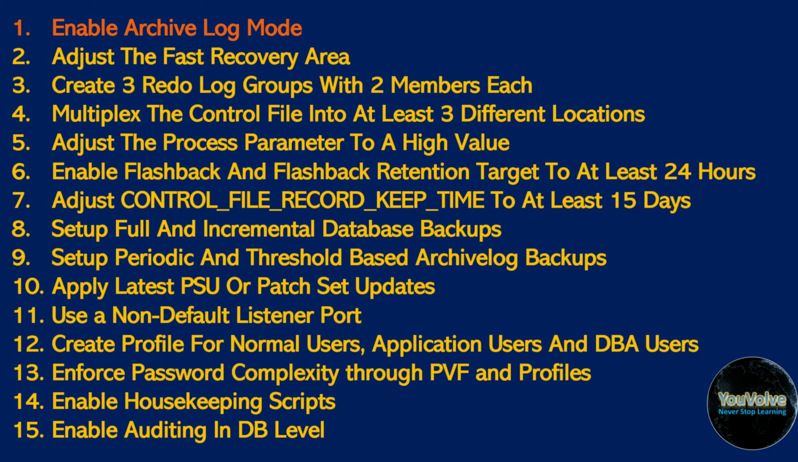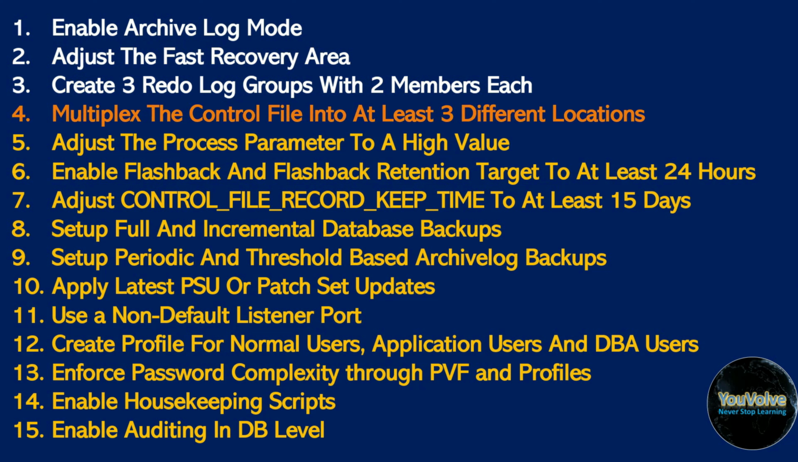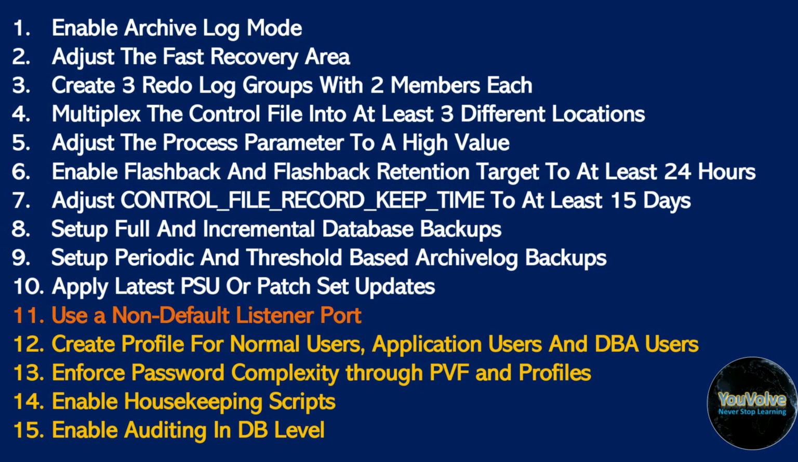Enabling archivelog mode, adjust the fast recovery area, create 3 redo log groups with 2 members each, multiplex the control file into at least 3 different locations, adjust the process parameter to a higher value, enable flashback and flashback retention target to at least 24 hours, adjust the control file keep record time to 15 days at least, set up full and incremental backups for the database, set up periodic and threshold-based archivelog backups, apply the latest PSU or patch set updates, use a non-default listener port, create profiles for normal users, application users, and DBA users, enforce password complexity through password verify function and profiles, enable housekeeping scripts, and enable auditing at the database level.